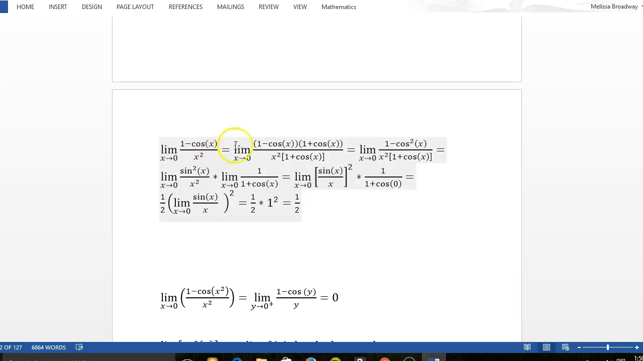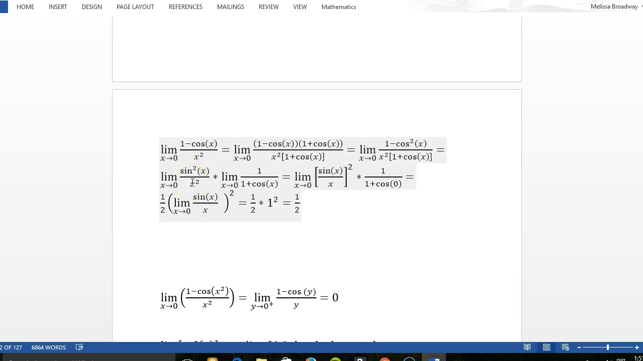Now remember, we do a conjugate again. We multiply top and bottom by 1 plus the cosine. We do difference of squares up top. We get 1 minus the cosine squared. That just means the square of the cosine. And then we don't mess with the bottom just yet. We leave it alone. But remember, 1 minus cosine squared from trigonometry, that's sine squared. So we have sine squared over x squared.